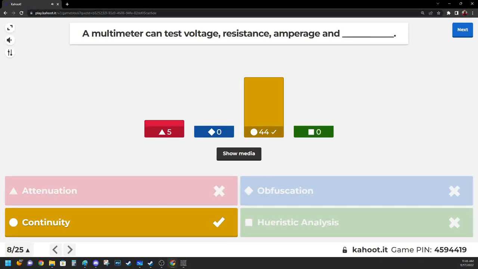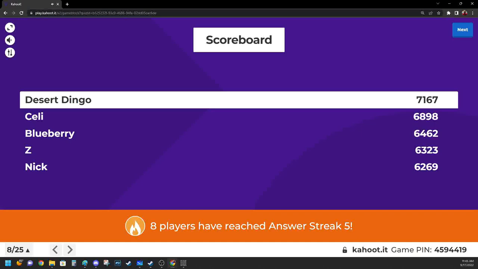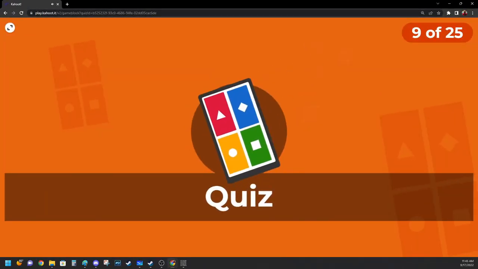Continuity, very good. Remember, continuity is setting your multimeter to read 0 ohms. So continuity tests to see if a cable was actually broken or not. No change in the leaderboard.